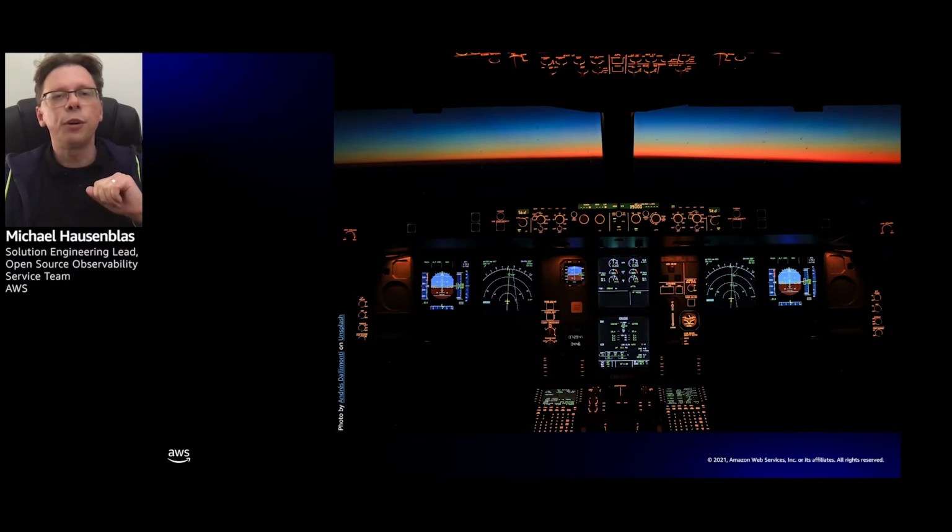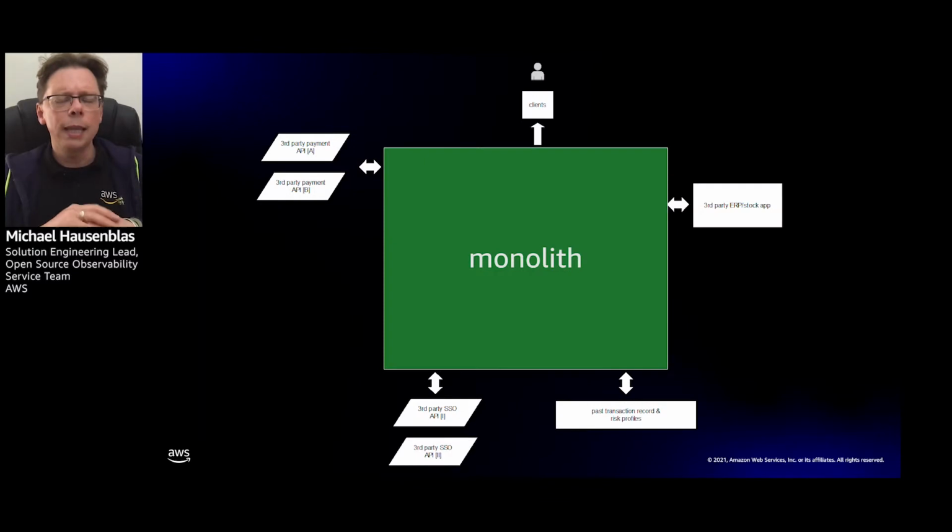Let's have a look at a more domain relevant example. Imagine you have an application. Let's say in the beginning it's a monolith. It's a shopping e-commerce application that interfaces with different outside services and APIs, third-party payment API, for example, or ERP stock app, or some SSO, single sign-on.